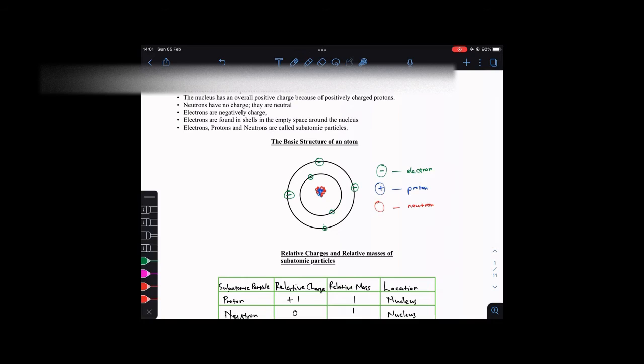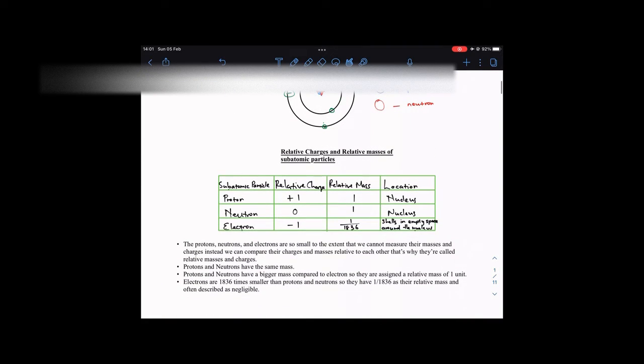Below is a table about relative charges and relative masses of subatomic particles. From the table you can see that the relative charge of the proton is +1, and the relative mass is 1, and its location within an atom is the nucleus. Then the neutron, the relative charge is 0, it is not positive or negative, and the relative mass is 1, and its location is in the nucleus.